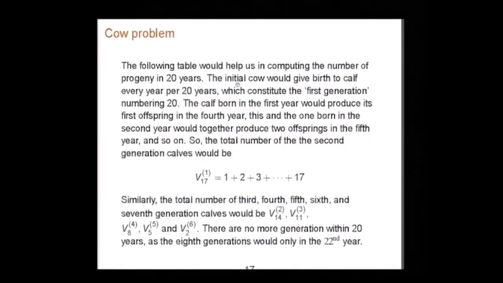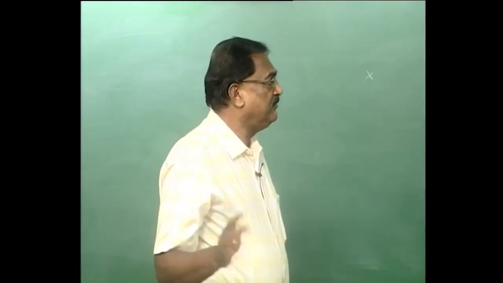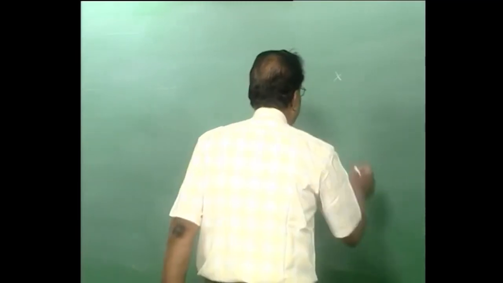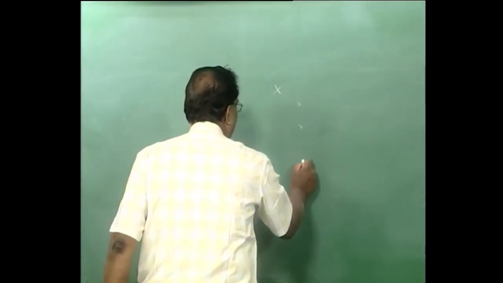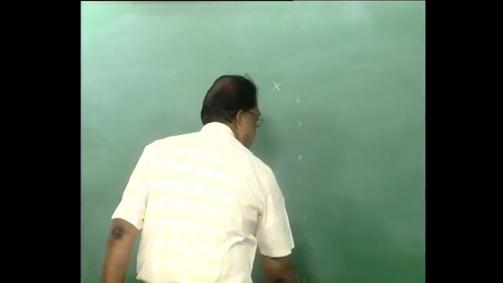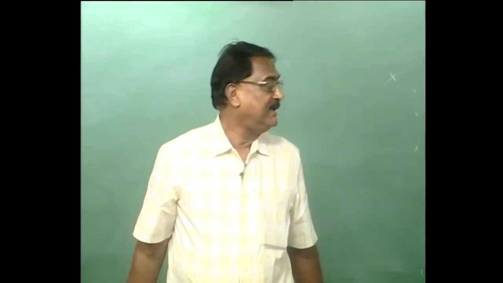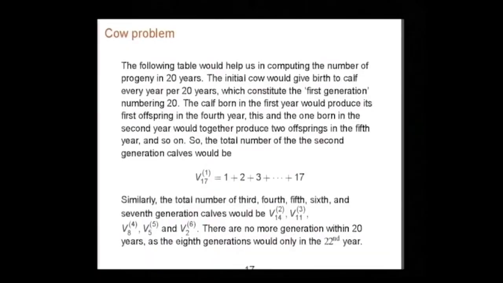See, one cow is there. So an initial cow, or some primordial cow, let us say. Every year it is giving birth to one calf. You will assume that it is a female calf only. Every year it is giving one calf. So for 20 years, we are discussing that. Now the calf born in the first year would produce its first offspring in the fourth year. After 3 years only it is done.